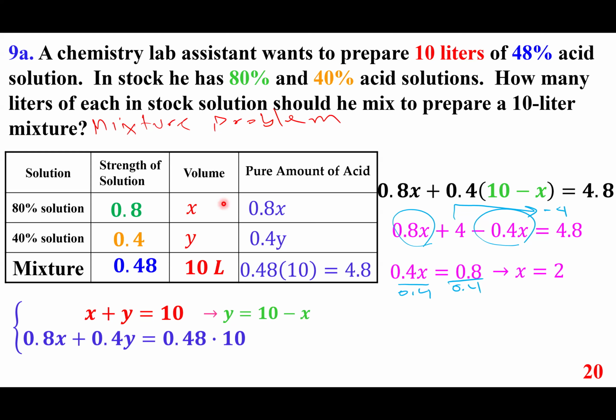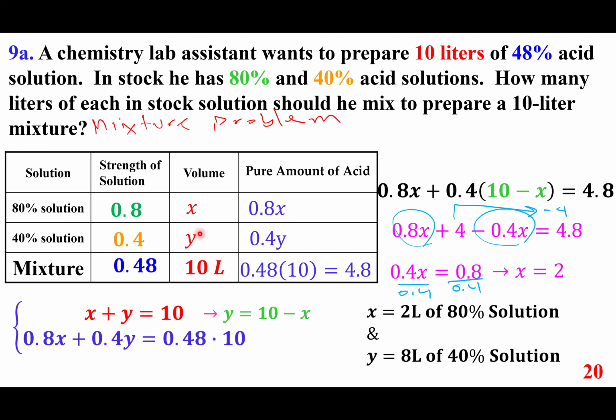If x is 2, that means 2 liters. Y must be 10 minus that, 8 liters. So we have 2 liters of 80% and 8 liters of 40%. And all you have to do, multiply these, it must add up to 4.8 because you want to check. And it does. If you multiply these two, you get 1.6, 3.2, they add up to 4.8. So you have to check, everybody.